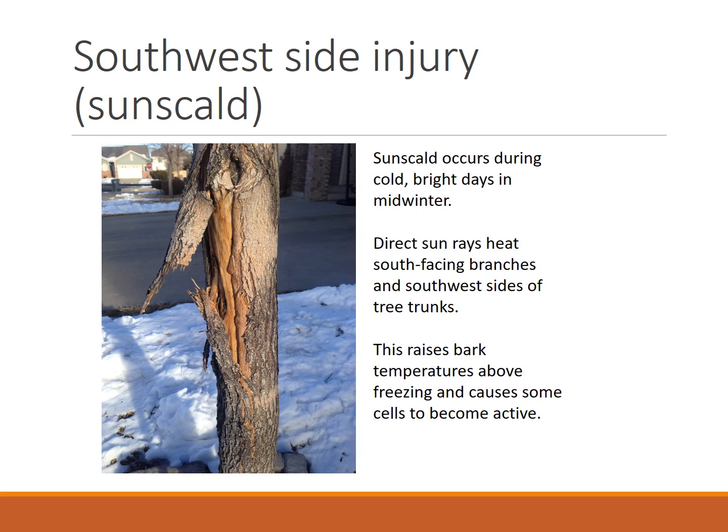Now, the problem is, at some point the sun is going to set, or maybe clouds come in and obscure the sun. Because the air temperature is very cold, those cells are going to freeze, and that's going to cause damage to the trunk of the tree. That damage usually manifests itself as a large canker-looking area on the trunk of the tree, especially on the south and southwest side.